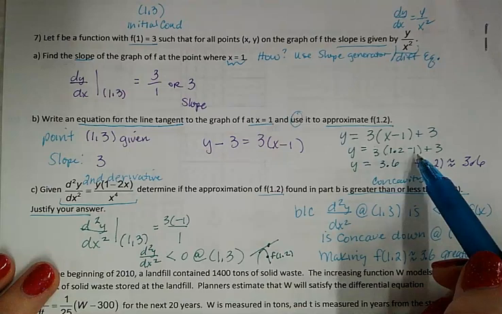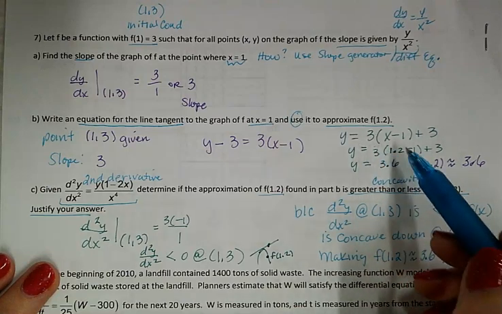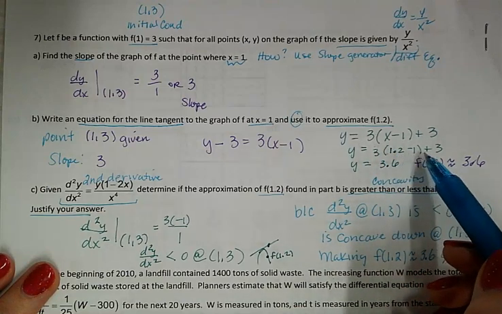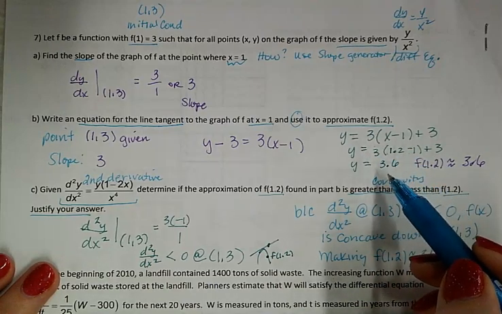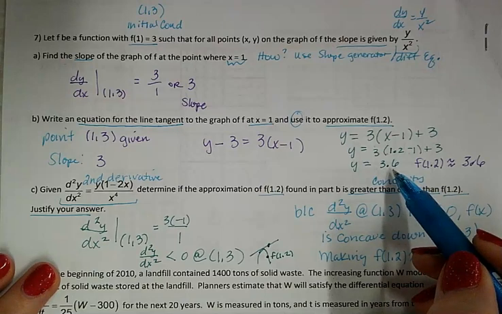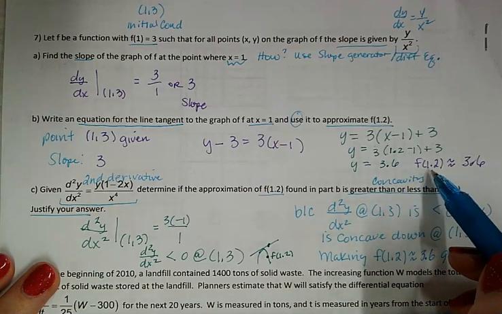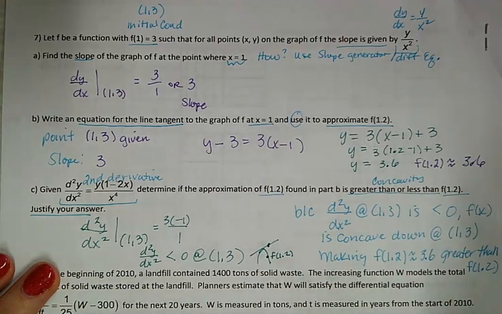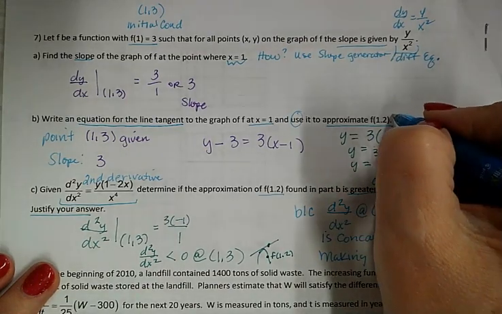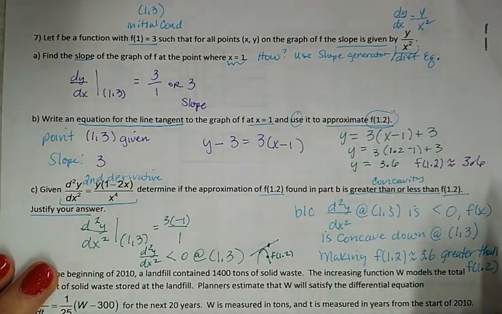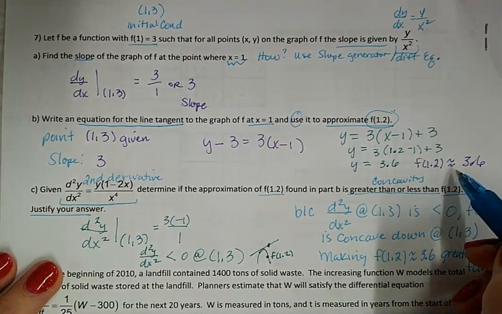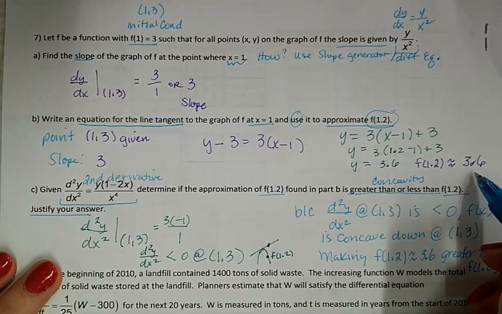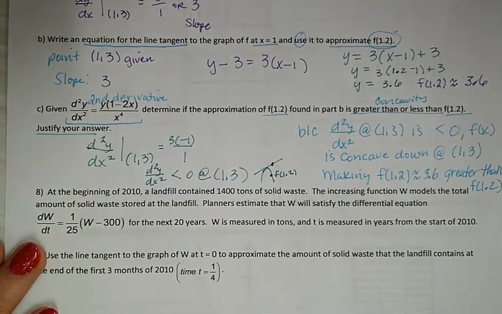1.2 minus 1 gives me, right here, my 1.2 minus 1, and then I'm going to multiply that by 3. So I get 0.6 plus 3, so I get 3.6. So what that means is, and I need to go back to use my function notation because that's the way the problem is given to me, so then I'm going to say f at 1.2 is approximately, it is an approximation, so use the approximate symbol, 3.6. And so that takes care of part B.